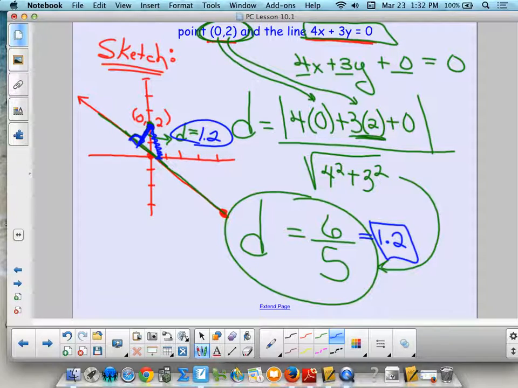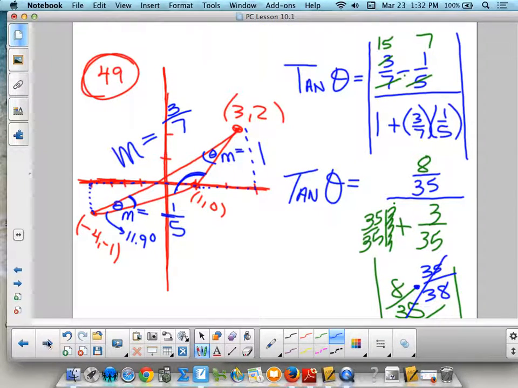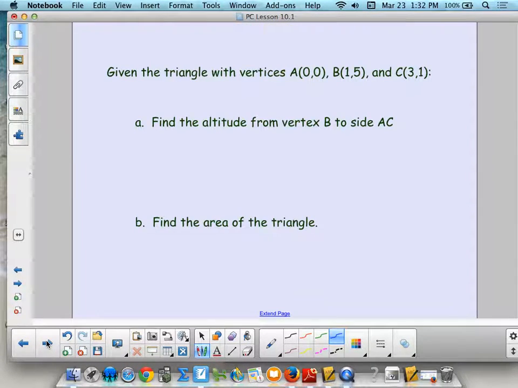Okay, now that was supposed to be the quick one. Let's go to the next one. And here it is. Two things to do. One, find the altitude from vertex B to side AC. And two, find the area. So we're going to do these two things. Find altitude first, area second.